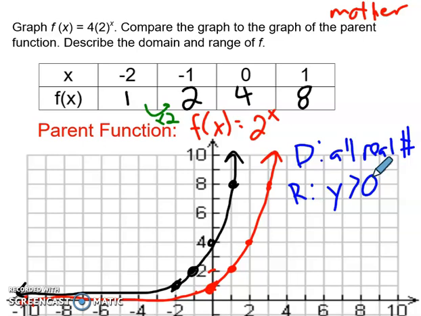If this graph was flipped and it was underneath the x-axis, then it would be all y values less than 0. And that's how we graph an exponential function and compare it to the parent function.